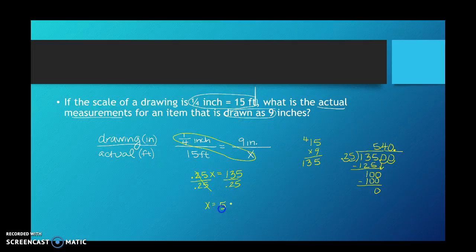So X equals 540. X is on the top or the bottom? Bottom. So what is the measurement? It's going to be feet. So the actual measurement was 540 feet.